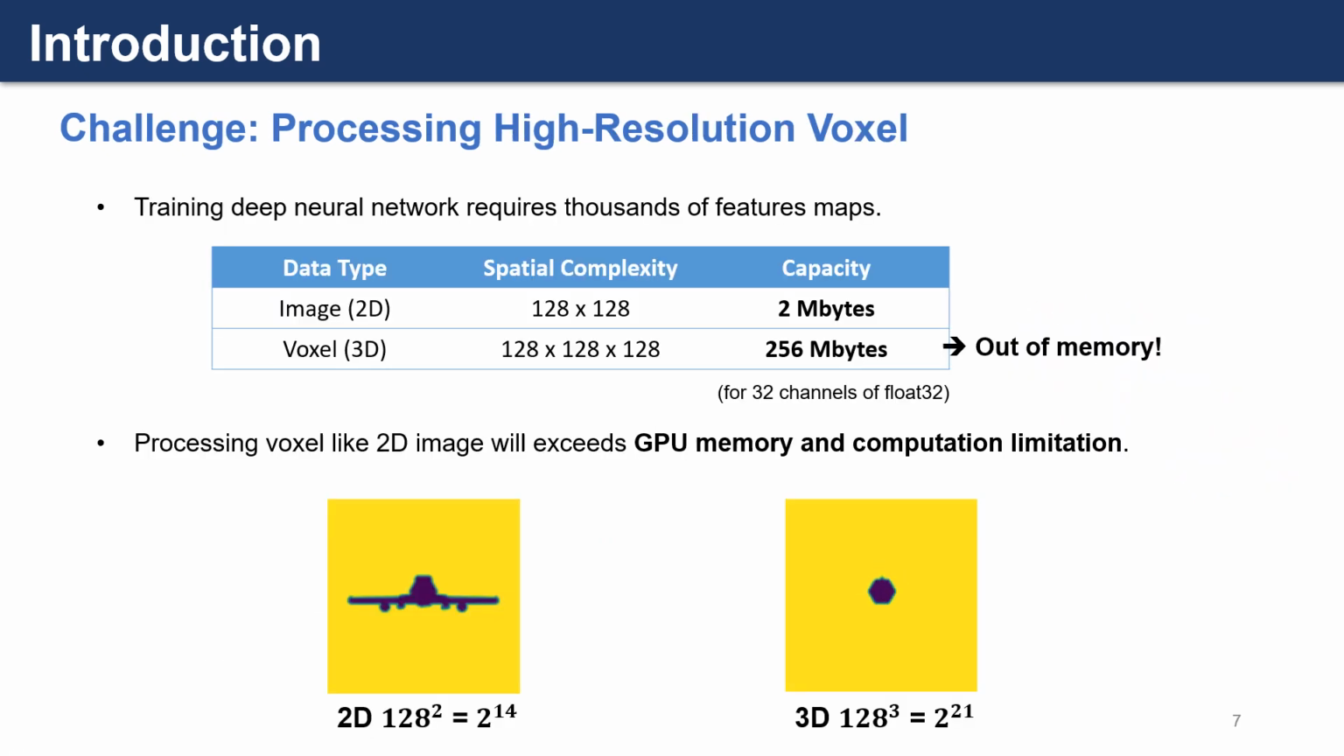In this slide, we will discuss the challenges of processing high-resolution voxels. Due to the cubic dimension, processing 3D data requires large memory and computation. For example, a 2D image feature with 32 channels needs 2 megabytes, but 3D requires 256 megabytes. Because training a neural network involves thousands of features, this will exceed memory and computation limits. Therefore, processing this high-resolution data in 3D is a big challenging problem.